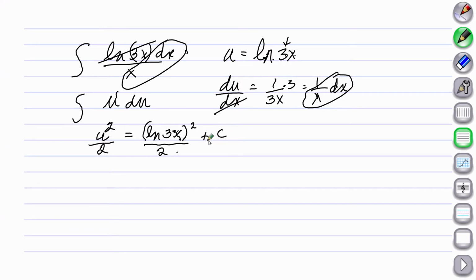And I think that's what they have in the book too. I didn't put that in parentheses, but that'd be okay. So it's ln 3x squared over 2. There we go.